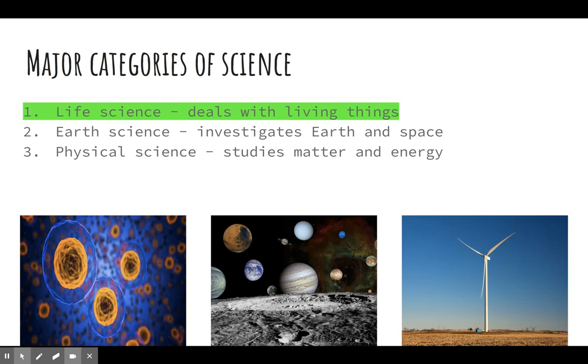So, there are three major categories of science. The first one is life science, and that deals with living things. The second one is earth science, and that investigates Earth and space. And then the third is physical science, and that studies matter and energy. So, biology specifically is life science, that falls under the life science category. Biology is the study of life. So, you are going to learn more about life science this year with me.